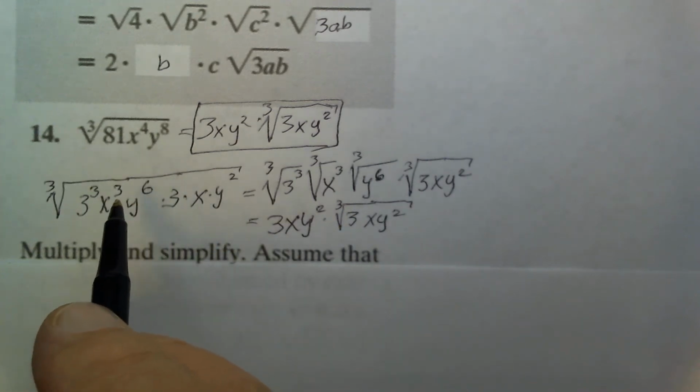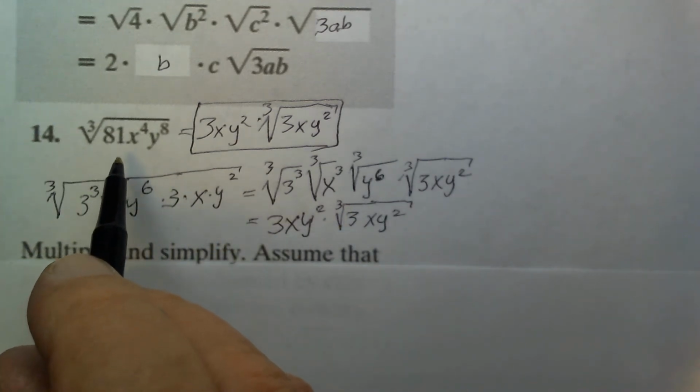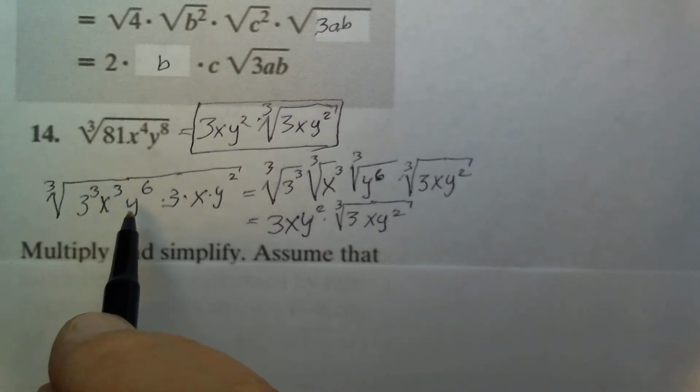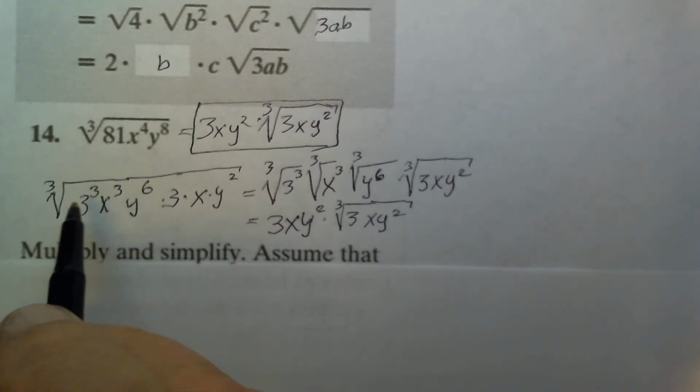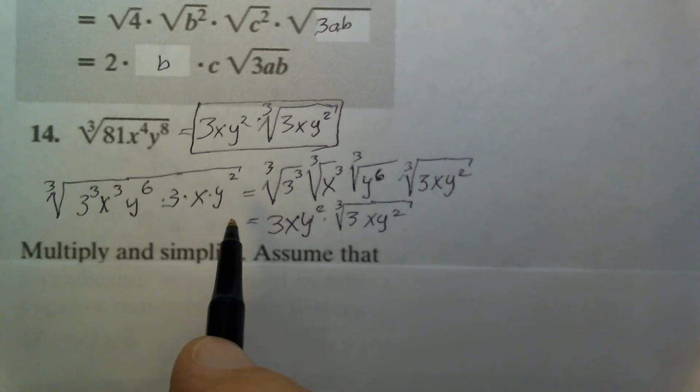So the idea is to factor things in such a way that you have powers of three. And of course, y to the 6 is the same as y to the third squared. So 3 is a factor of 6.